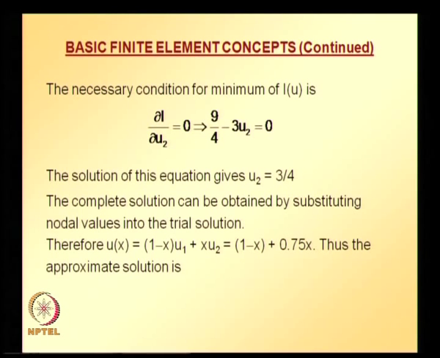Therefore, the approximate solution, after substituting the u 1 and u 2 values into the trial solution that we started out with and simplifying, turns out to be u equal to 1 minus 0.25 x, and you can also take the derivative of this, which turns out to be minus 0.25.